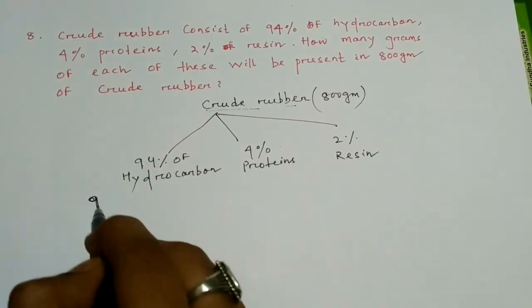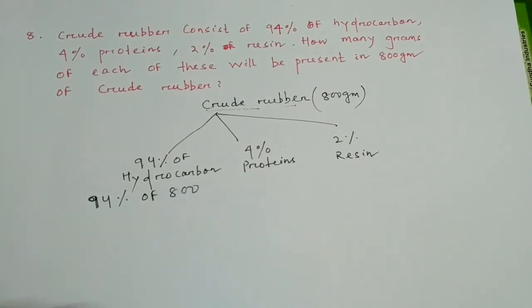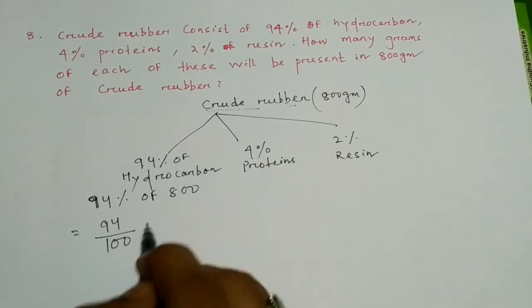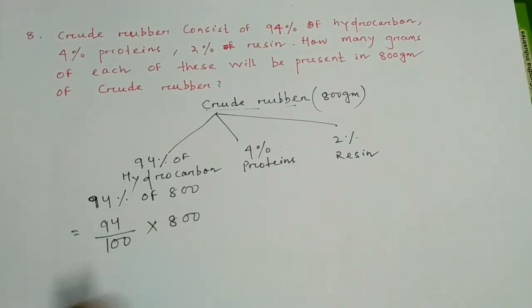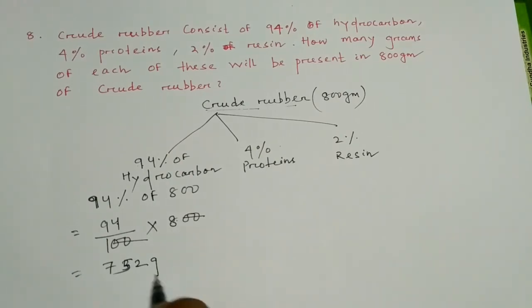So hydrocarbon will be 94% of 800 gram. So it will be 94 divided by 100 into 800. The zeros get cancelled. So 4 into 8, that is 32. And 8 9s are 72. So 752 gram. We have to write gram. This is necessary, this is the unit.